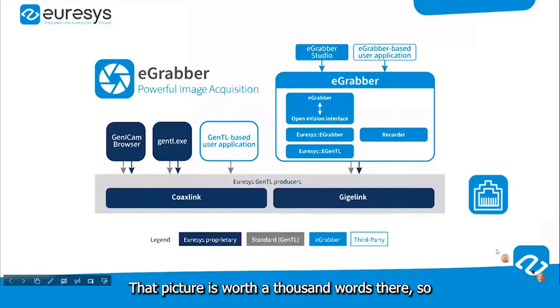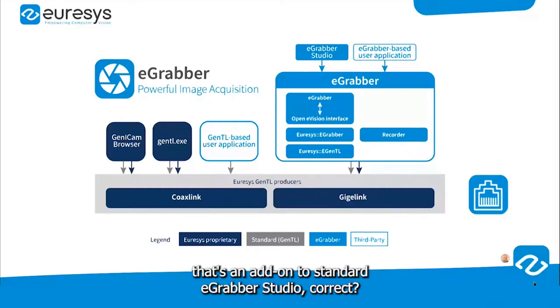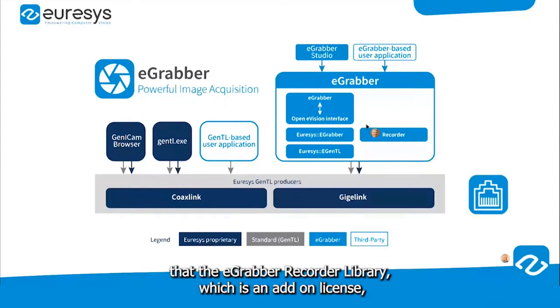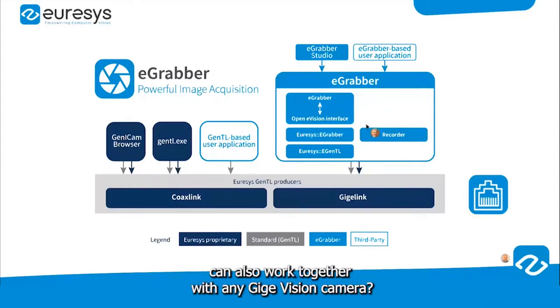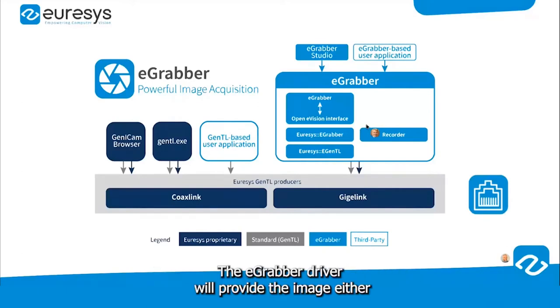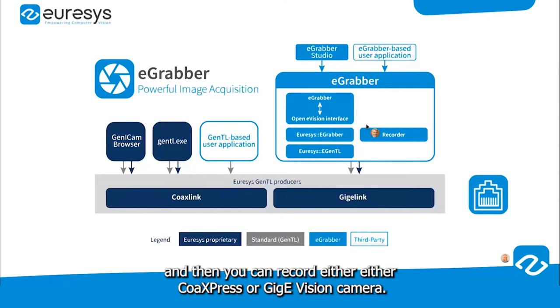Well, thank you, Eric. That picture is worth 1,000 words there. So a follow-up question. Gigelink will be a licensed library that's an add-on to standard eGrabber Studio, correct? This is correct, yes. And then does this also mean that the eGrabber Recorder library, which is an add-on license, can also work together with any GigE Vision camera? Yes, as these images are coming through the eGrabber driver, the eGrabber driver will provide the image either from our CoaXLink producer or from our GigE Vision producer, and then you can record either CoaXPress or GigE Vision cameras.